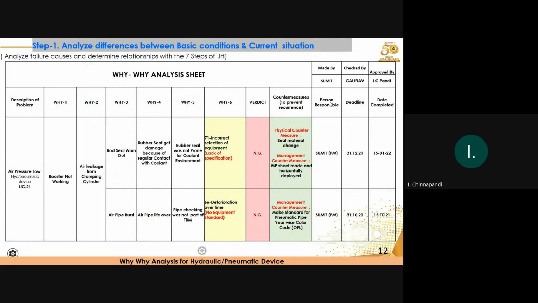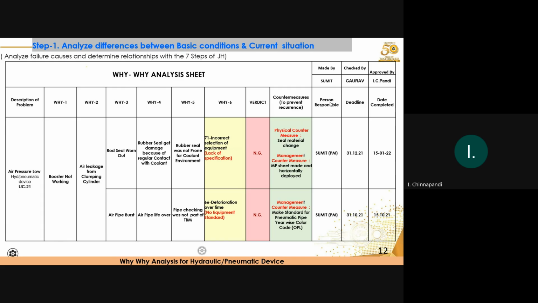Then we do some why-why analysis also. These are the why-why analysis: why the failure is occurring. For example, if air pressure is low in a hydraulic pneumatic device, then why? Booster not working. Why? Air leakage from the cylinder. And why is it failing? The rod seal worn out or air pipe burst. Why? The last thing, we have to take countermeasures.